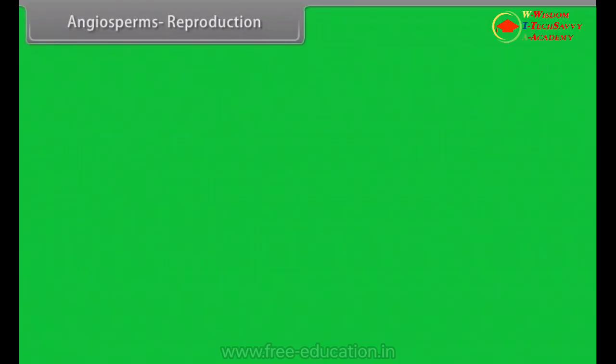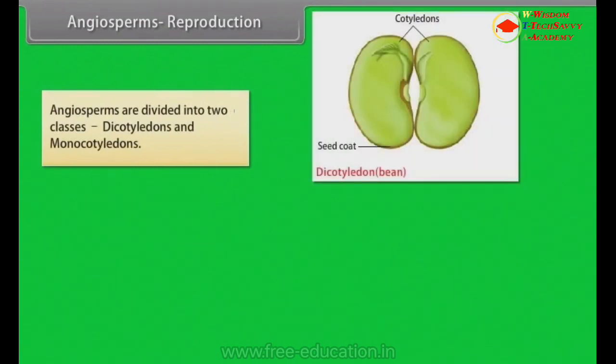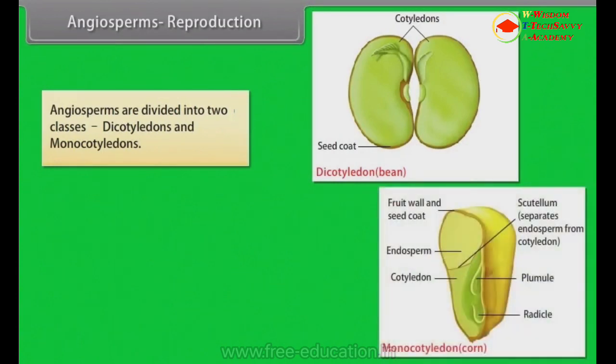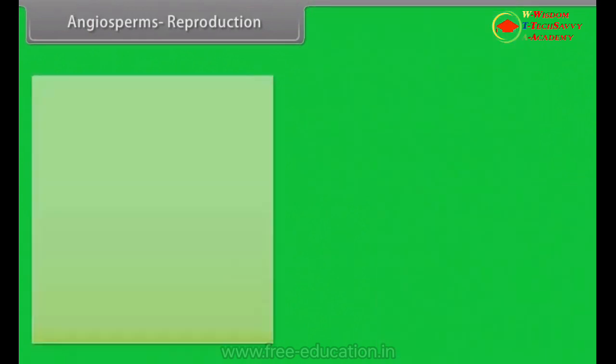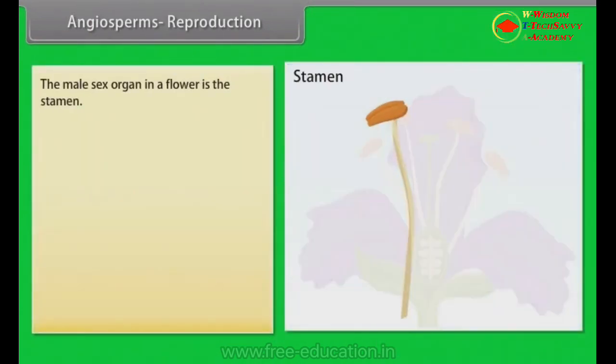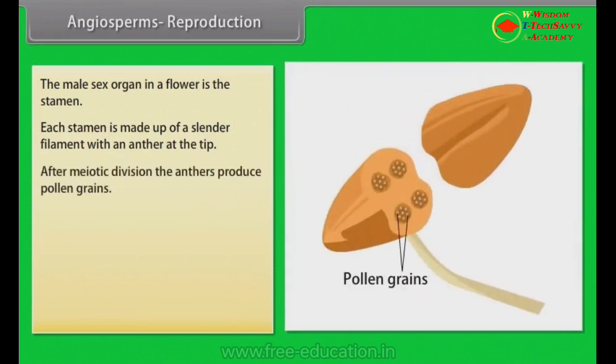Angiosperms. Reproduction. Angiosperms are divided into 2 classes: dicotyledons and monocotyledons. The dicotyledons have 2 cotyledons in their seeds, while the monocots have only 1. The male sex organ in a flower is the stamen. Each stamen is made up of a slender filament with an anther at the tip. After meiotic division, the anthers produce pollen grains.